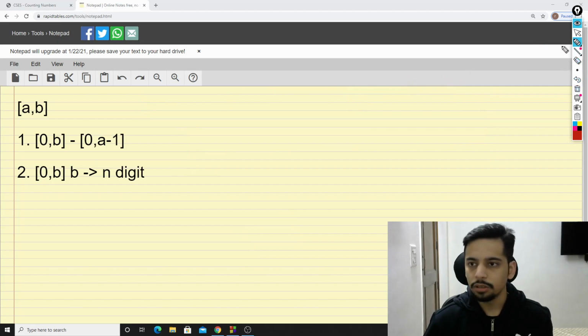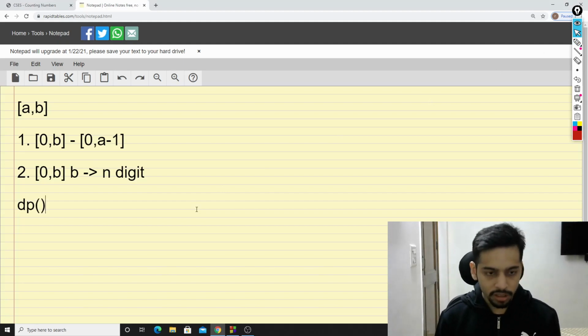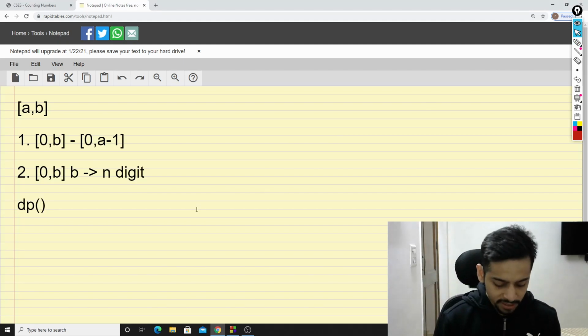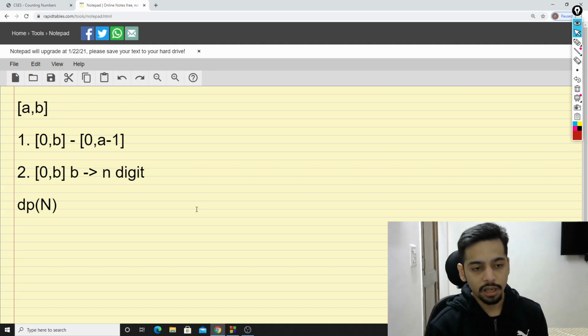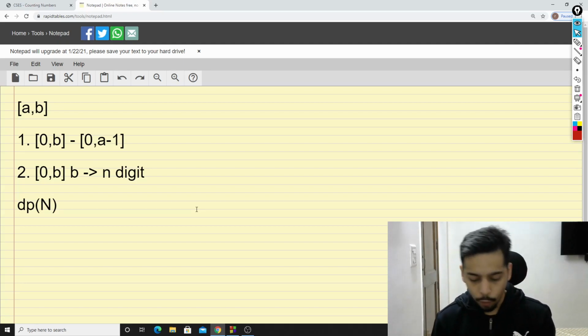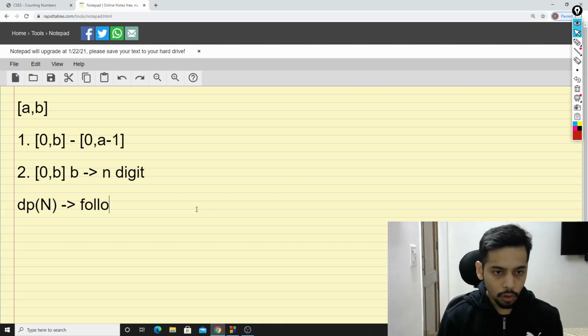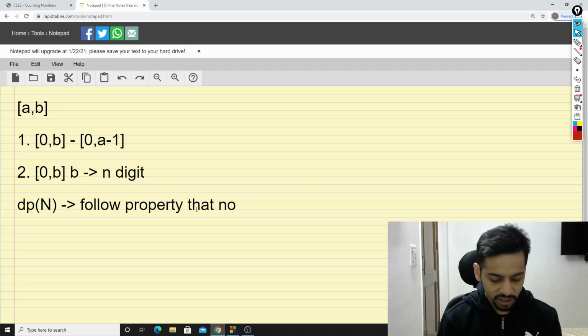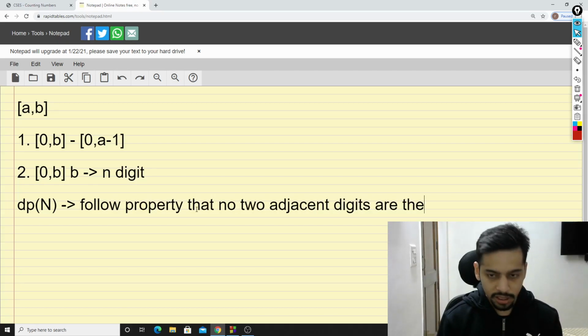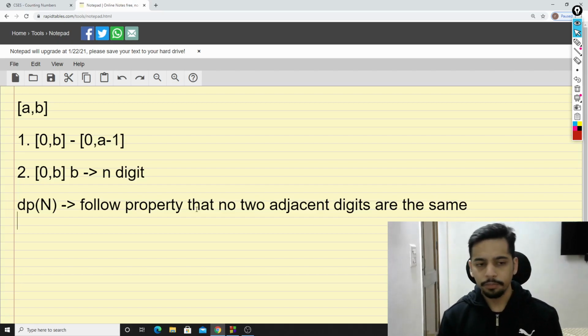So in that particular case, when I do not think about that, let me just wipe this away. Yep. So if I do not think about this, I'm going to define my DP as this. I'm just thinking about only n digit numbers that follow a certain property, that no two adjacent digits are the same, right? This is my DP of n.